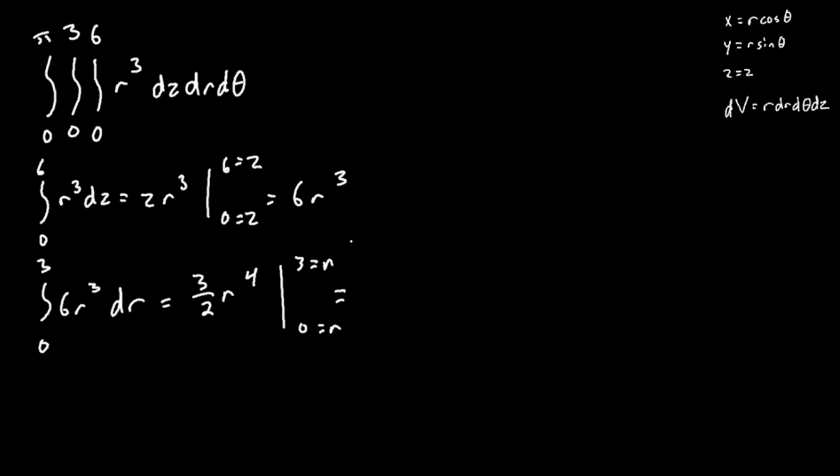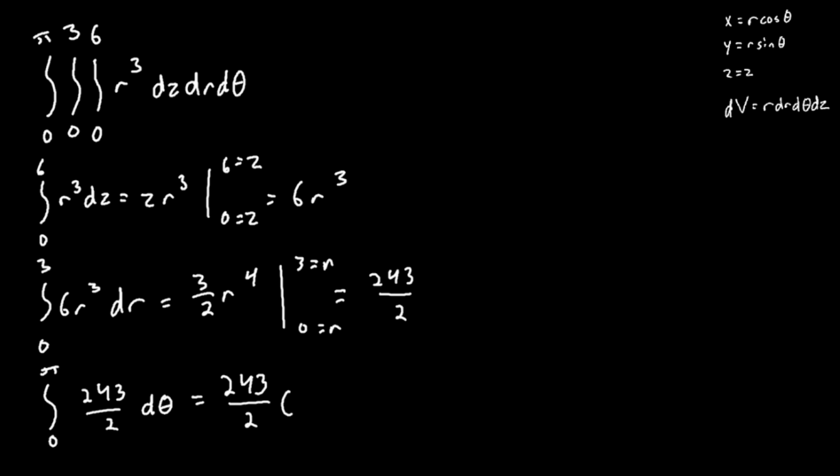If I substitute 3 into r to the power of 4, let's see, 3 to the power of 4 is 81. And 81 times 3 over 2 is 243 over 2. One last thing, we integrate this with respect to our theta value. So 243 over 2 is just a constant, so we multiply that by our theta value. And our bounds are 0 and pi for theta. And when we plug in pi here, you just get 243 pi over 2.